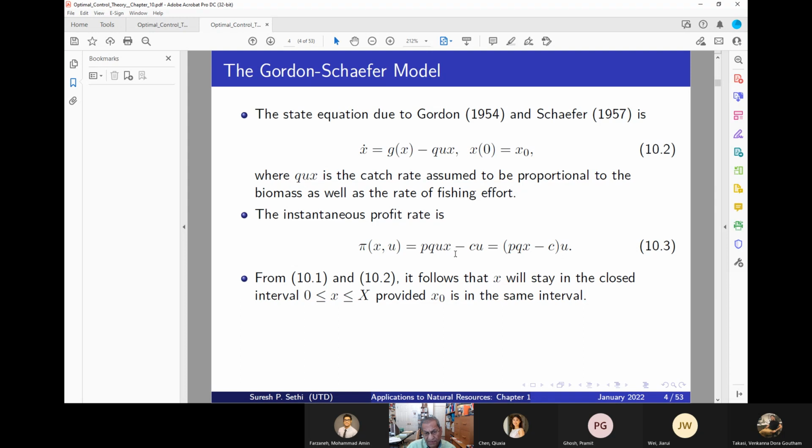Colin Clark defined the objective function, which is rather simple, because if you catch that much fish and the price is P, that's your revenue. And if you use that much effort U, then your cost is CU. So your profit rate is that.